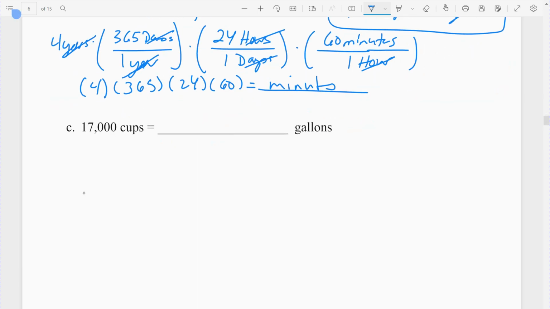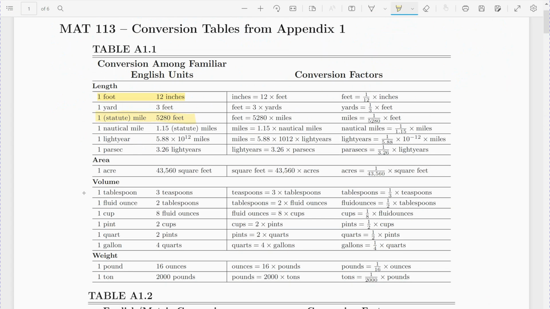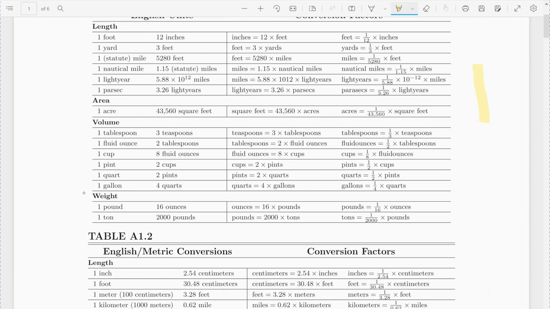All right, next one. How many cups are there in gallons? So I have 17,000 cups and I want to convert it to gallons. So I want to figure out how many cups there are to gallons. So I go to my conversion table and look up volume, cups and gallons. I don't need those other conversions anymore because I've used those. Looking at volume, I've got gallons to quarts. But I don't have, again, cups. Remember, I want to get to cups.